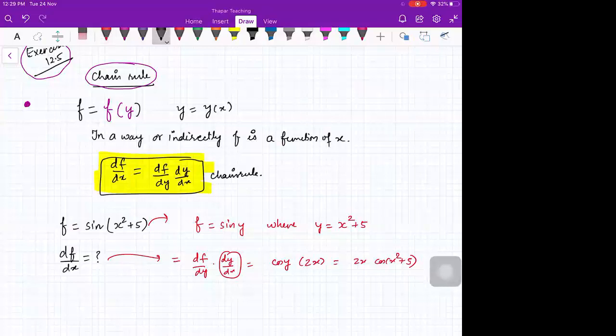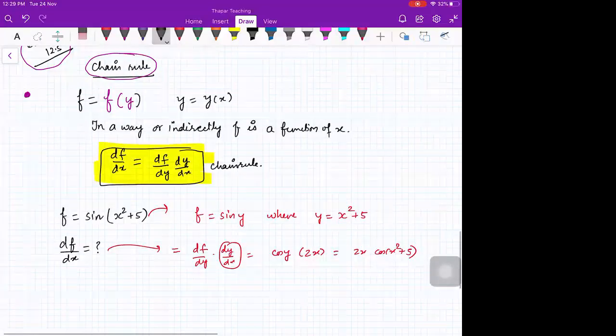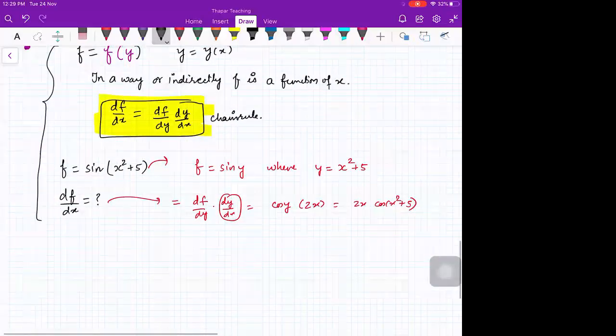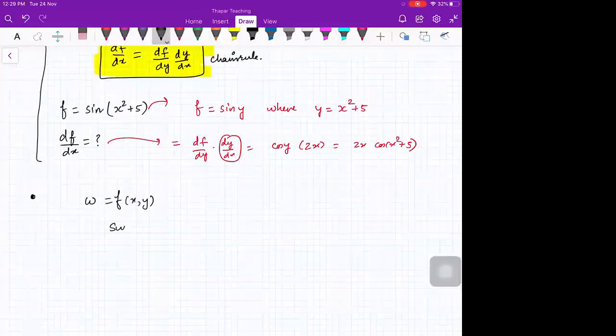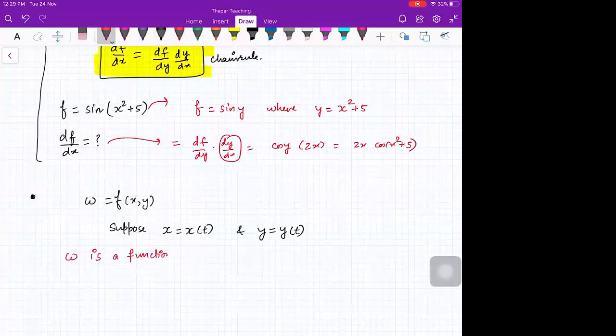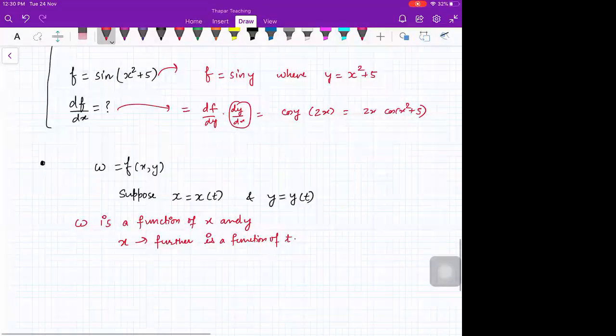Now let us see how we will have this chain rule when we have a function of more than one variable, right? Now suppose you have this situation that f is a function of x and y. Let me call this w, and suppose x further is a function of t and y further is a function of t, right? W is a function of x and y, x further is a function of t, y further is a function of t.